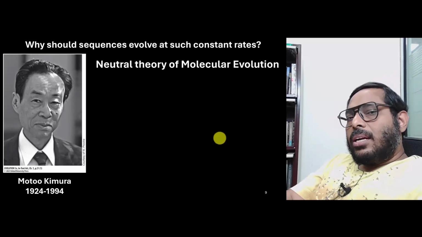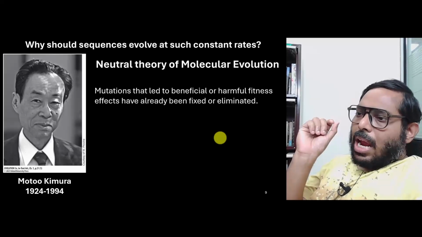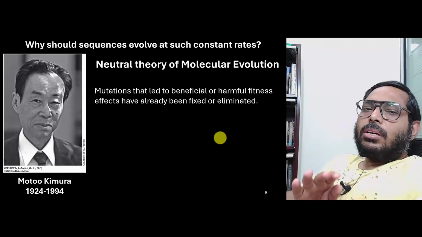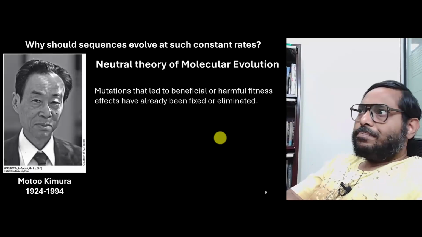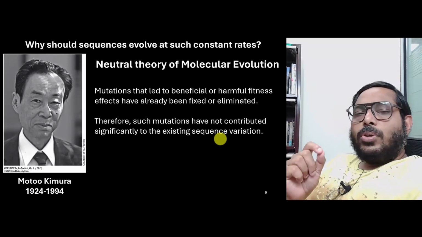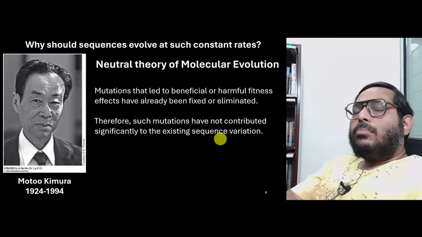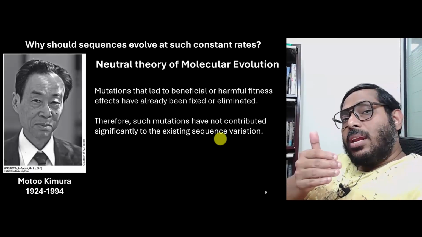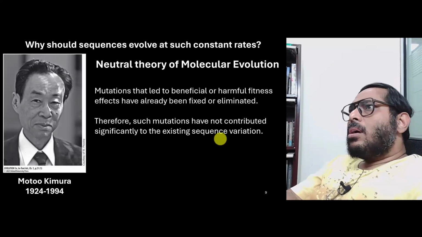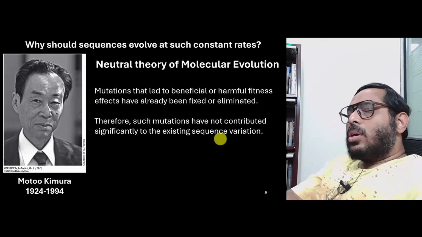So, what exactly did Kimura say? He said that mutations that lead to beneficial or harmful fitness effects have either already been fixed or been eliminated. Okay. Now, then he says that such mutations, beneficial or harmful, have actually not contributed significantly to the variation of the existing sequences. All right. Now, prima facie, this will look like a very bold assumption, but if you think about it closely, it is not.